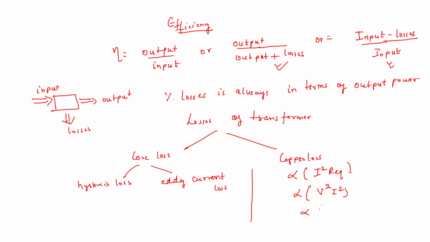Now this is proportional to S square, so it is proportional to kVA square. Here it is rated kVA if it is full load. Hysteresis loss, we have seen, is proportional to f Bm to the power n, and eddy current loss is proportional to f square Bm square. These things we have seen in the last class. Now we will see some important things in this efficiency.